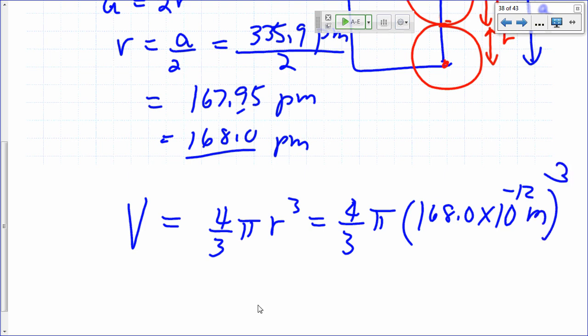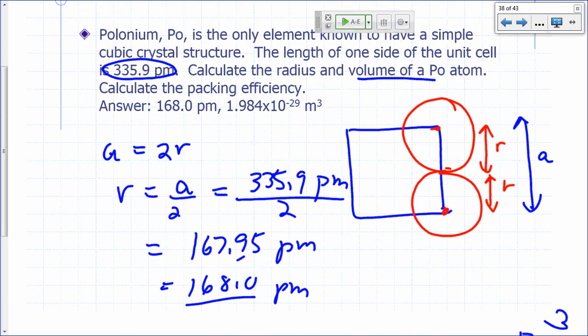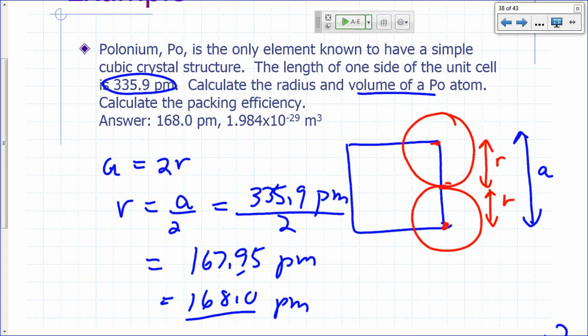Okay? What's the packing efficiency? Actually, we don't have to calculate packing efficiency. We should already know what it is, right? It's 52.3%, right? 52.4%. Okay. And so if you did calculate your volume, you'll find it's 1.984 times 10 to the negative 29 cubic meters.